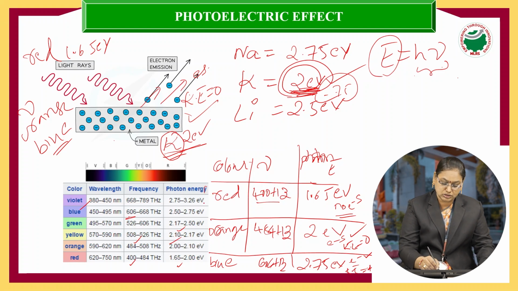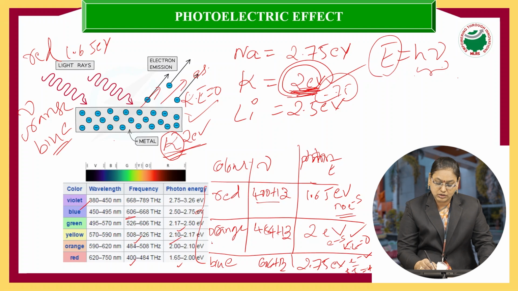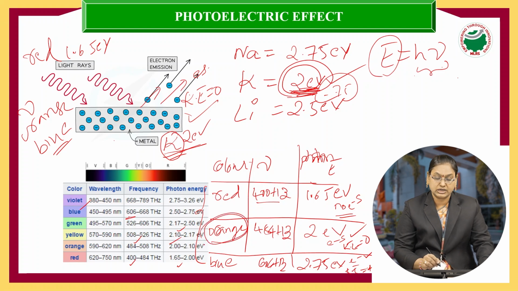From this we can now define what threshold frequency is. You can see here, the frequency of orange light we call the threshold frequency. Why? Because this frequency only just emits electrons, and their kinetic energy is 0.